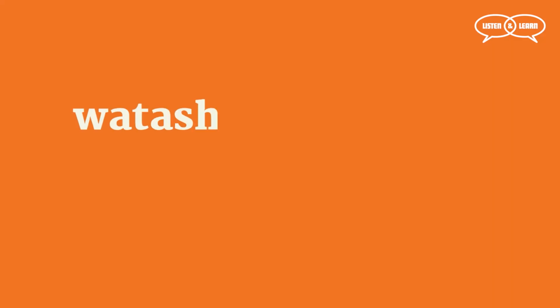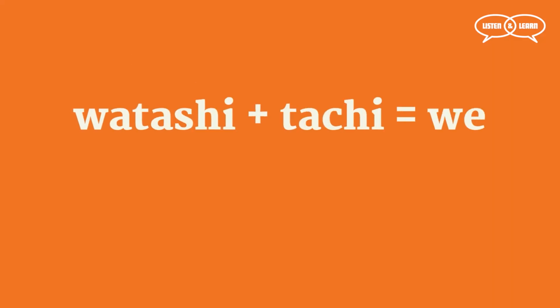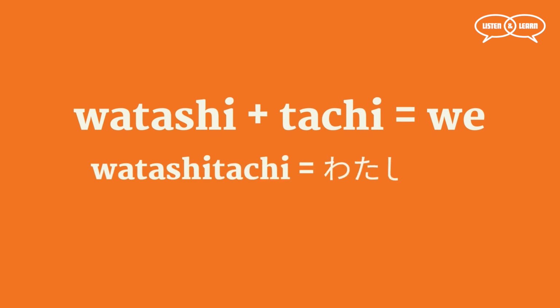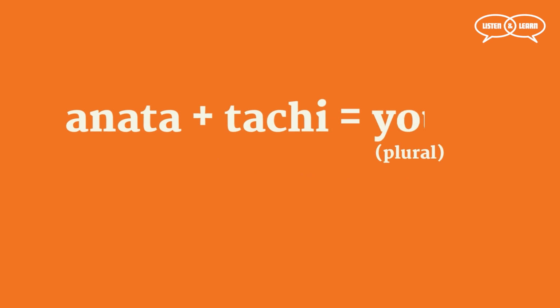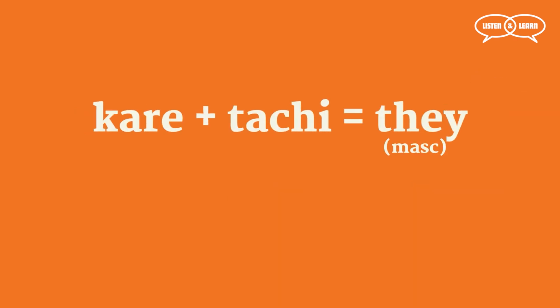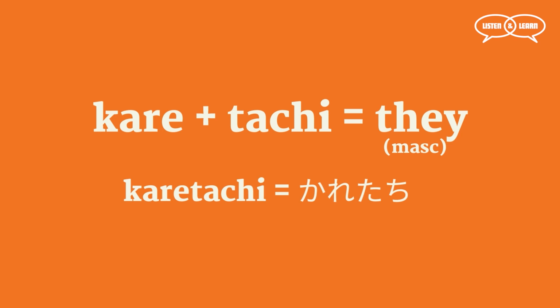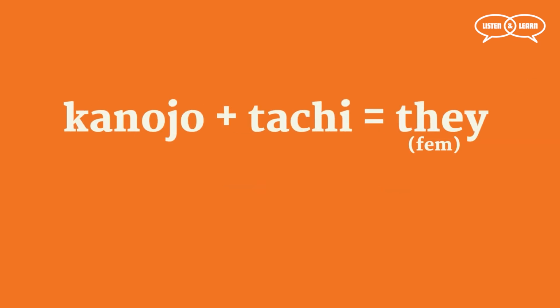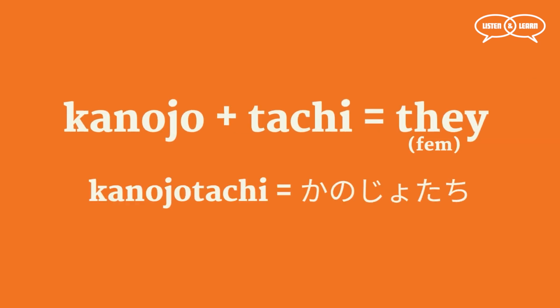You already know watashi means I. If I just add the suffix tachi after this pronoun, now you say watashi tachi. Watashi tachi means we. Same for anata. Anata plus tachi, anata tachi means you in plural. Kare tachi means they for men. And kanojo tachi means they for women. So far so good, right?